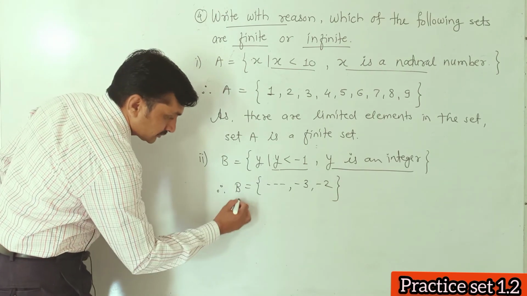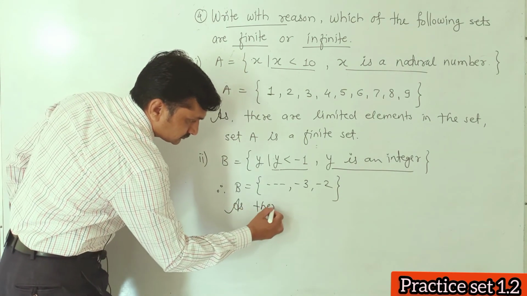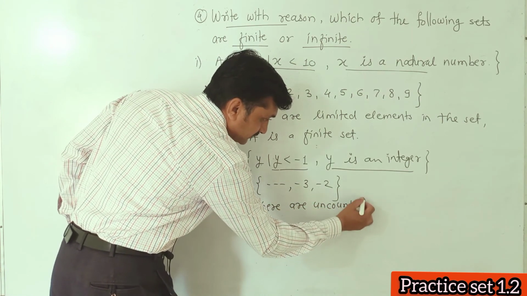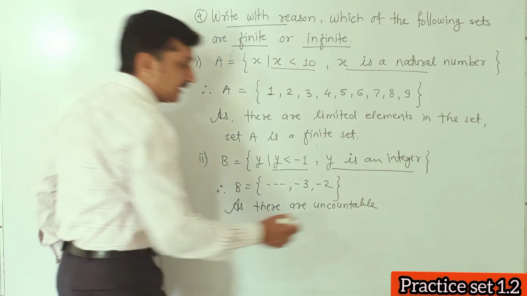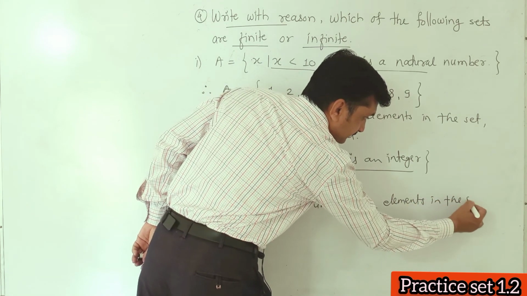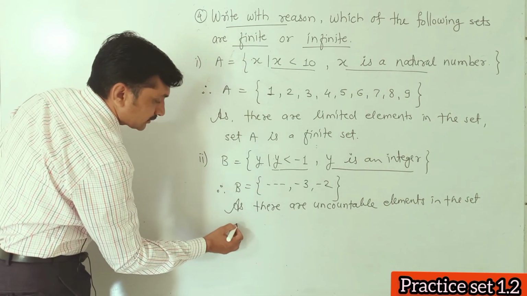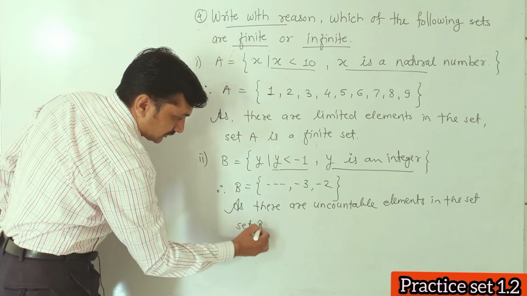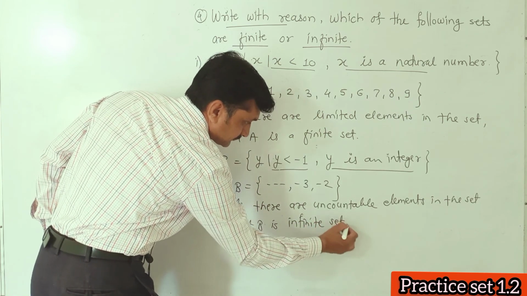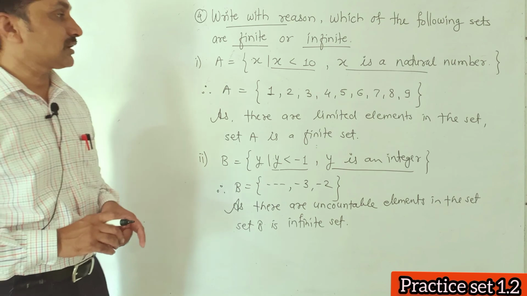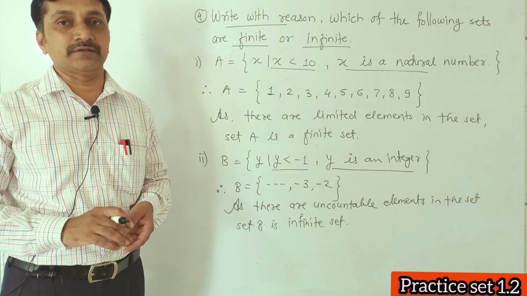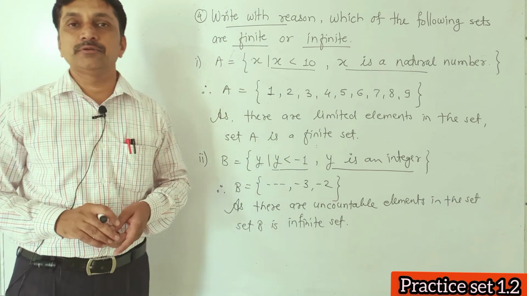If here I write: as there are uncountable elements in the set, set B is an infinite set. In this way we can classify, or we can write the answer, of which type of set that is. With this example we have completed practice set 1.2.